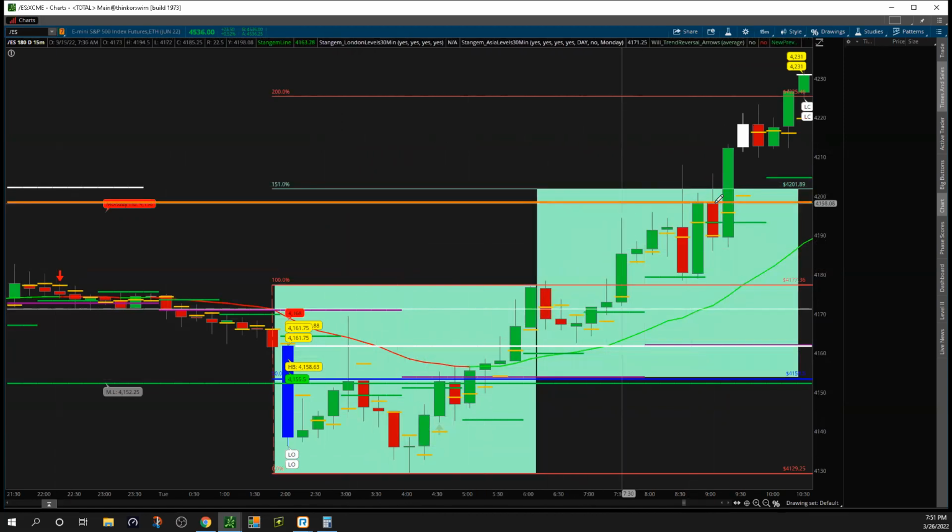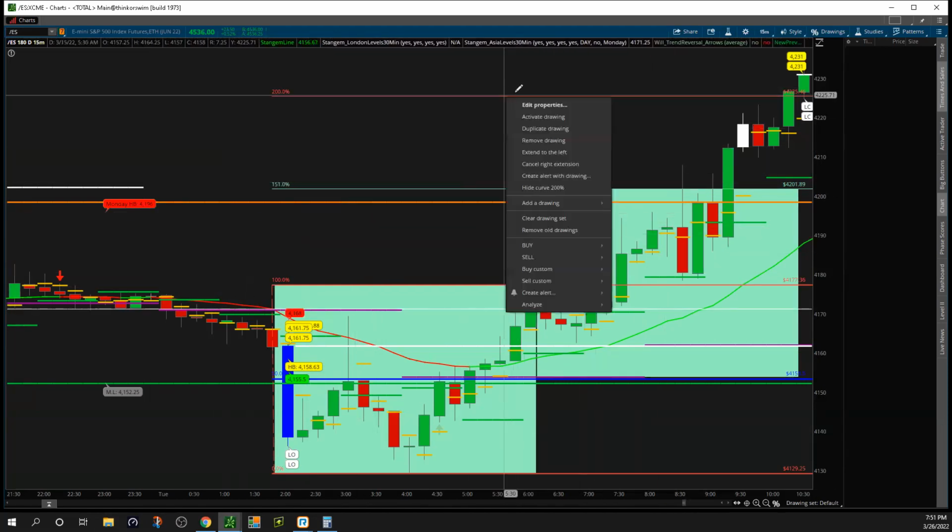Was target hit? Before London closed. 151. It's always going to hit 151 when you duplicate the block. Why do I always talk about area 51? I'll be down. Another winner.